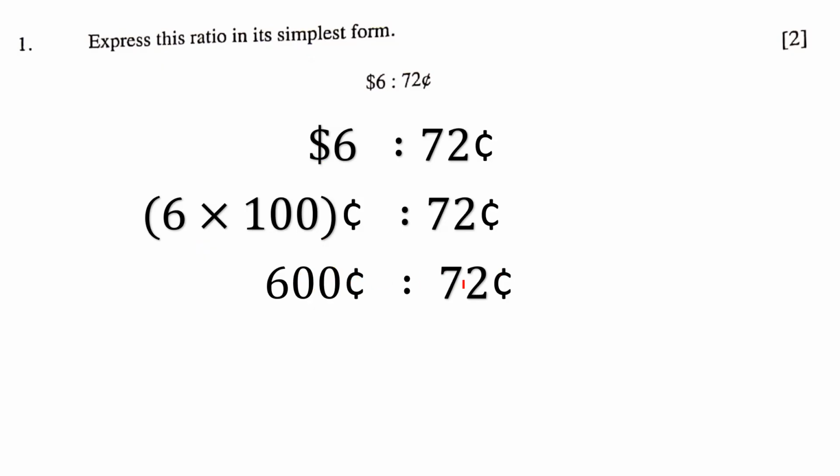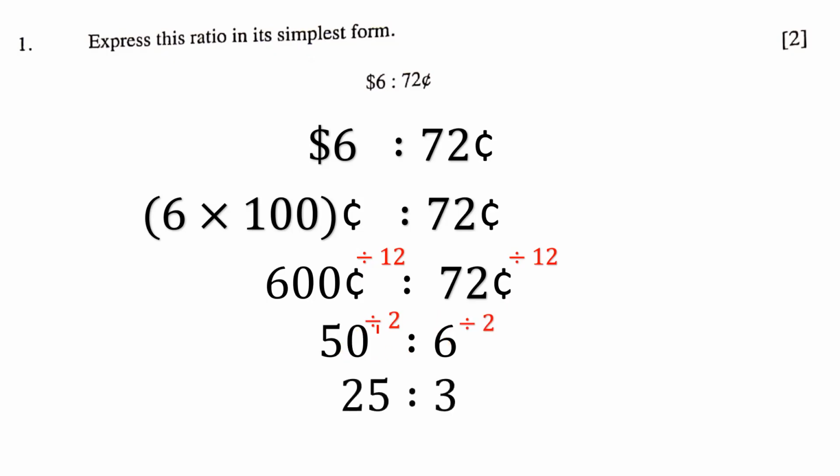Now we can simplify. What number goes into 600 and 72 without leaving a remainder? Let's try 12. We know that 600 divided by 12 is 50, and 72 divided by 12 is 6. But this still can be simplified some more. What number can go into 50 and 6? Well, 2 can go into 50 and 6 without leaving a remainder. 50 divided by 2 is 25, and 6 divided by 2 is 3. And so the answer is 25 to 3. So $6 to 72 cents is 25 to 3 in its simplest form. Let's move on to the next question.